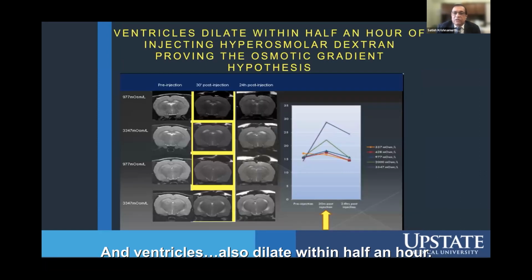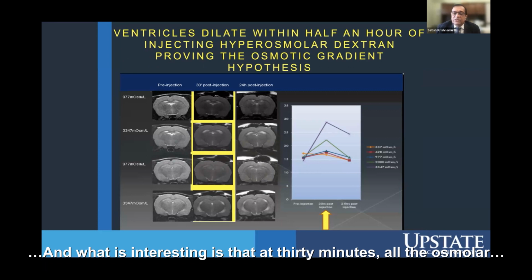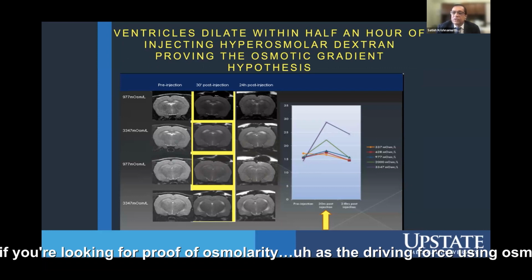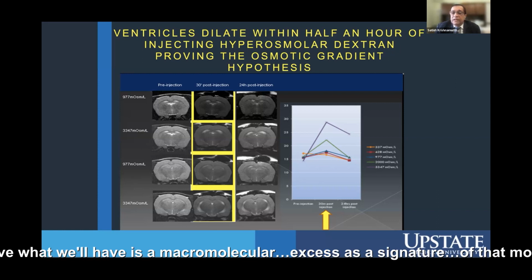And ventricles also dilate within half an hour. This is very common to see with osmotic shifts, and we have all seen it. And what is interesting is that at 30 minutes, all the osmolar values are the same, whether it's in the blood or the CSF. So if you're looking for proof of osmolarity as the driving force using osmotic measurements, you won't find it because the water moves really quickly. What we'll have is a macromolecular axis as a signature of that movement.